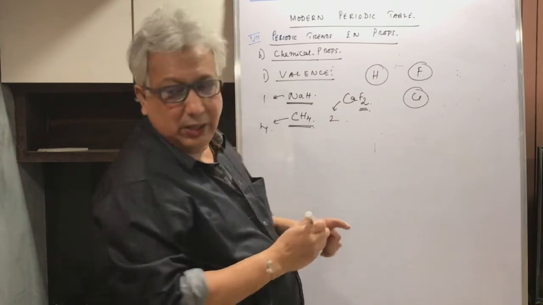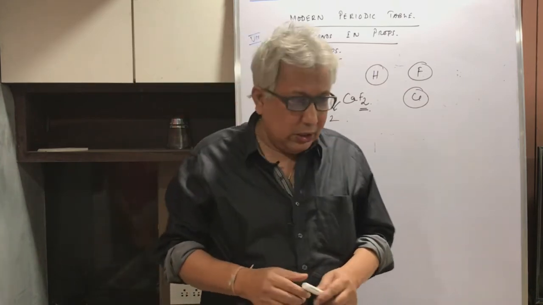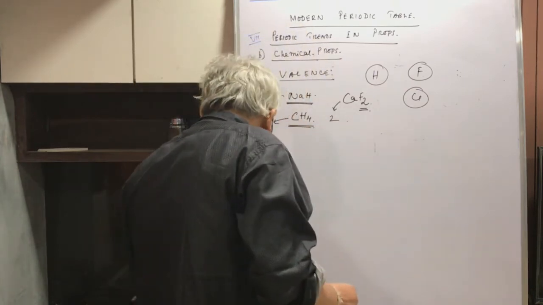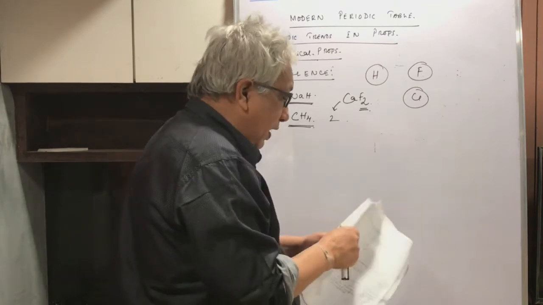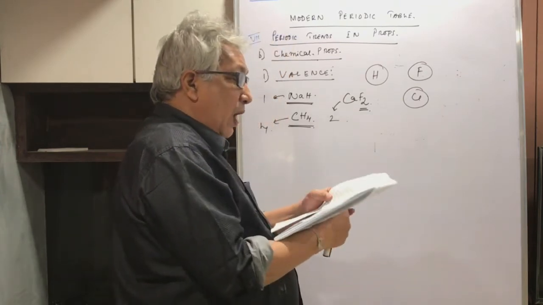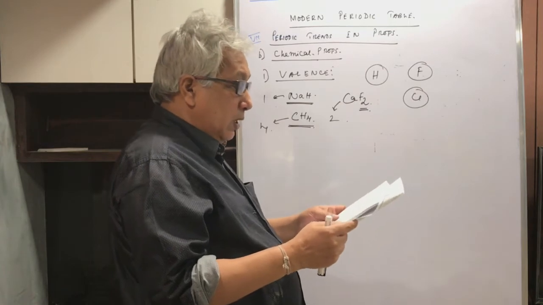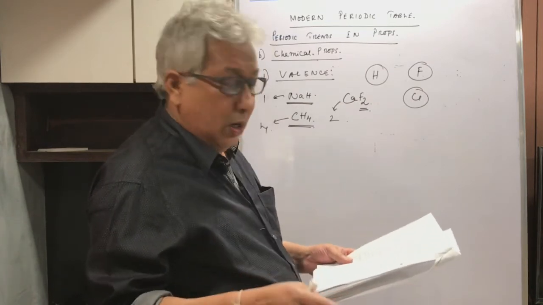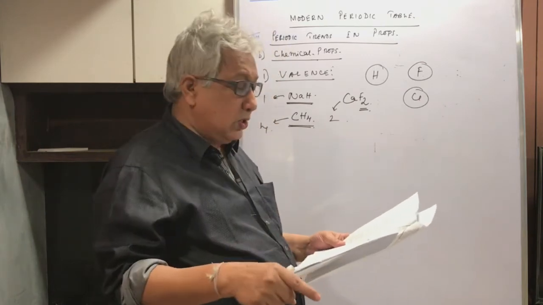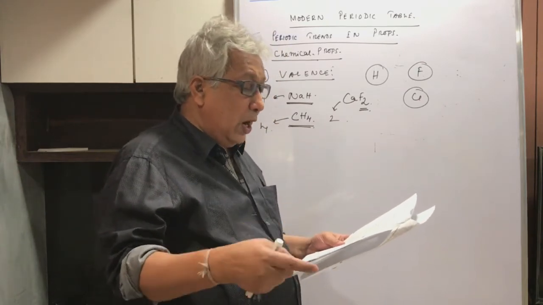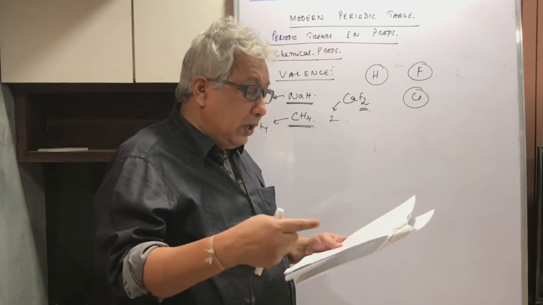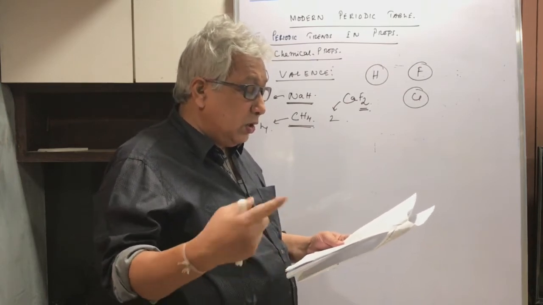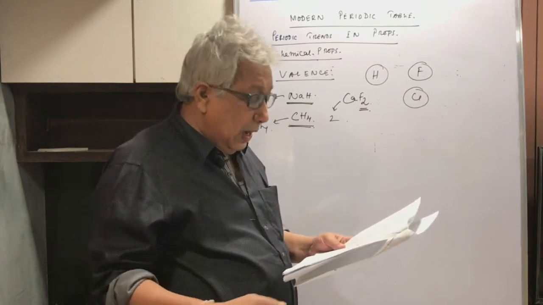So valency is defined in this manner. I'll just tell you the actual definition of valency: the valence of an element may be defined as the combining capacity of an atom of the element, or, as I told you just now, as the number of hydrogen atoms or any other univalent atoms which can combine with an atom of the given element.